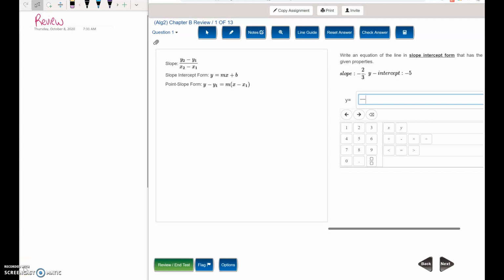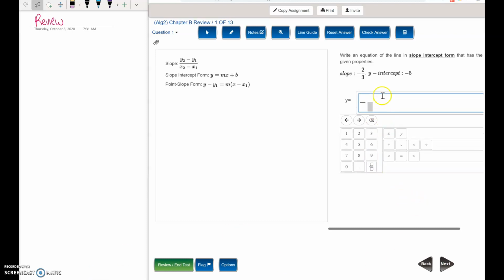I would do negative and then the fraction bar, or the little fraction button, 2/3, and then x minus 5. And it should accept, like if your negative is on top with the 2, it should accept that. If you do plus a negative 5, it should accept that. But this is the most correct way to write it.